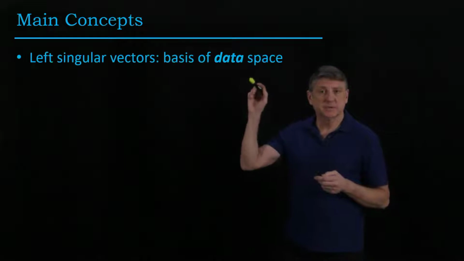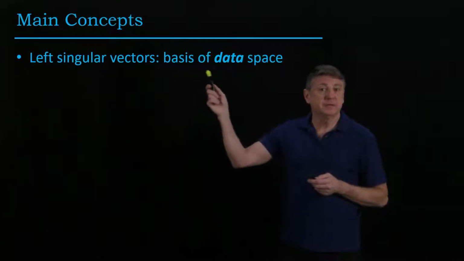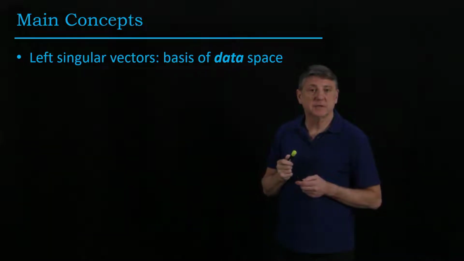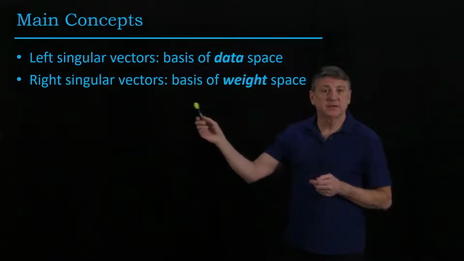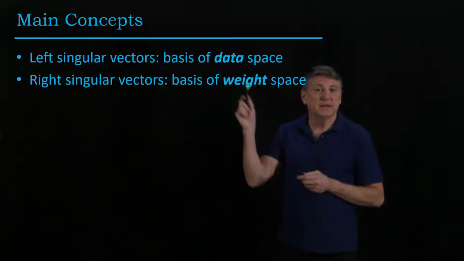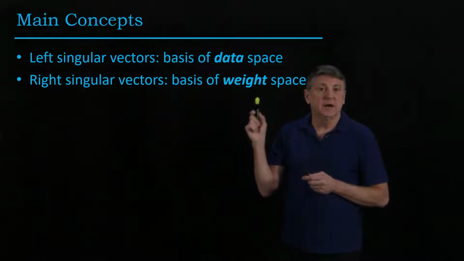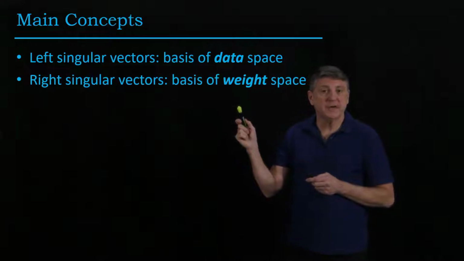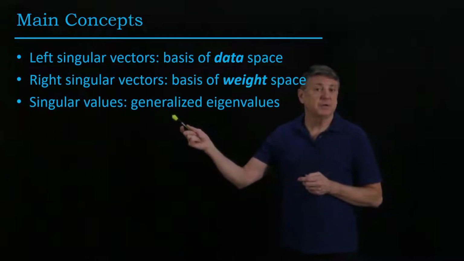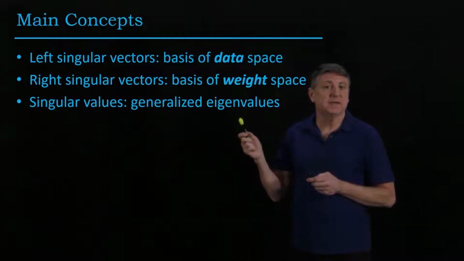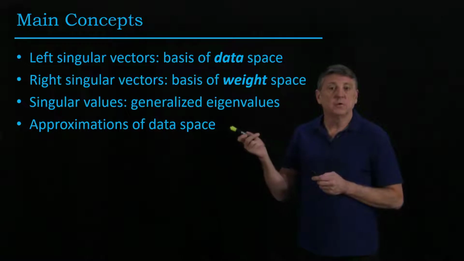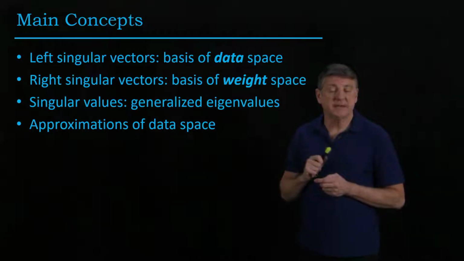The main concepts for this lecture are that the left singular vectors form a basis for the data space of a given matrix. The right singular vectors are a basis for the weight space. These are the numbers that we multiply these data vectors by when we use a linear combination to create other data. The singular values are the generalized concept of eigenvalues, and eigenvalues are only present for square matrices. We'll also explore how we can approximate data.